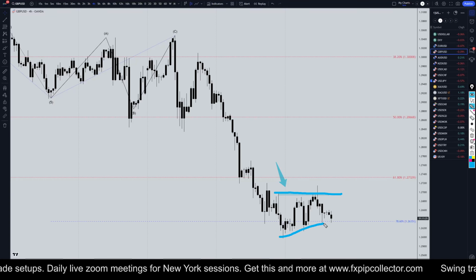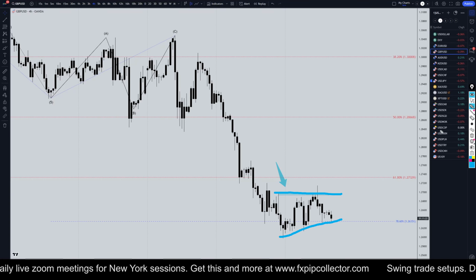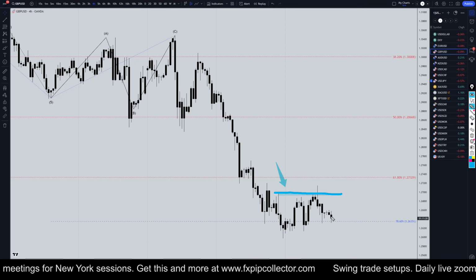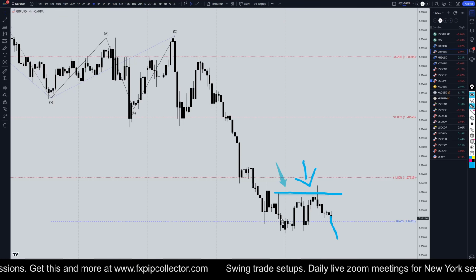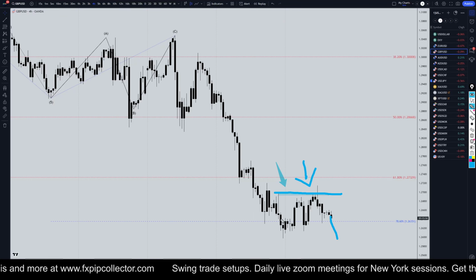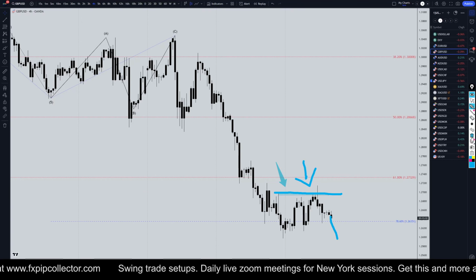We have a very obvious little trend line right here that it keeps bouncing off. So we're going to have to see if it does end up breaking through that. If it does go up and break this high right here, I'll be more than happy to start looking for longs. But until then, I'm definitely only looking for shorts.